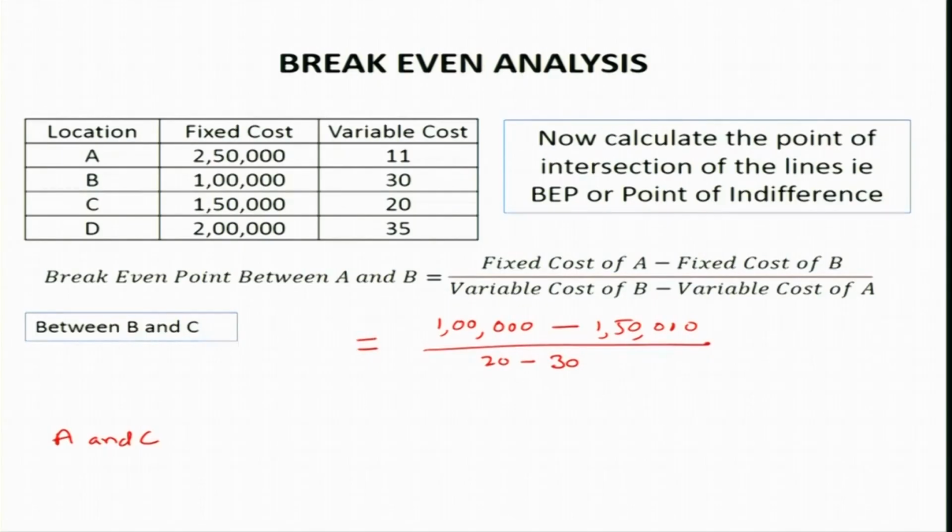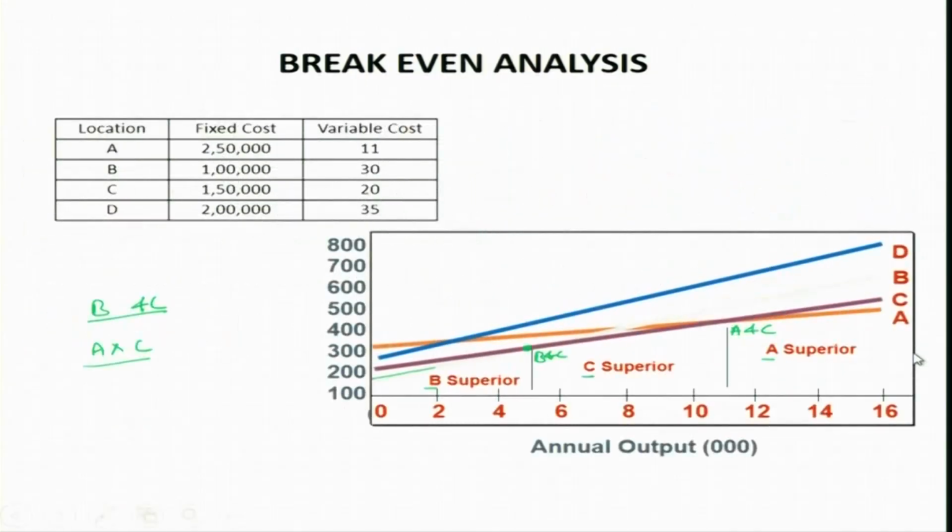Okay. So, this is minus 50,000 divided by minus 10. So, point of indifference is 5,000 units. So, 5,000 units per year is the point of indifference. If your demand is 5,000 units per year, then both alternative B and C are equally good. The total cost of B and C will be same. Now, let us just see here. If we extend this, we will find this is approximately 5,000. Okay. So, this is how we can calculate the point of indifference.